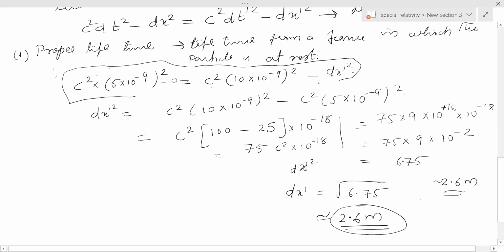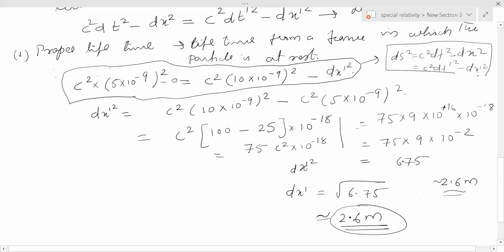It depends. You have to see. We have to remember that there is such a quantity which is Lorentz invariant. We always have to remember that this quantity, ds square equal to c square dt square minus dx square, is Lorentz invariant. You have to remember this. So you can also find the velocity from this, but you don't have to.